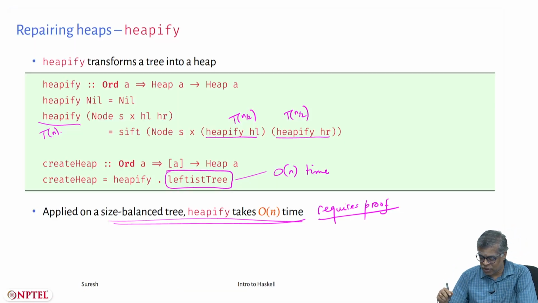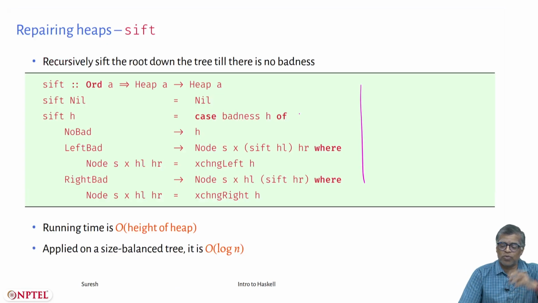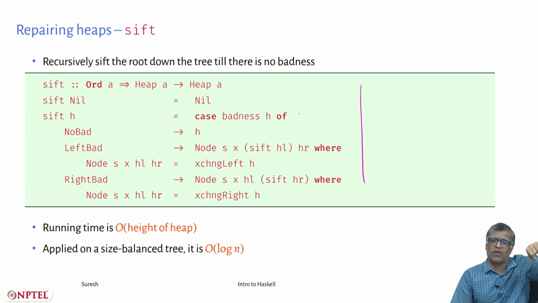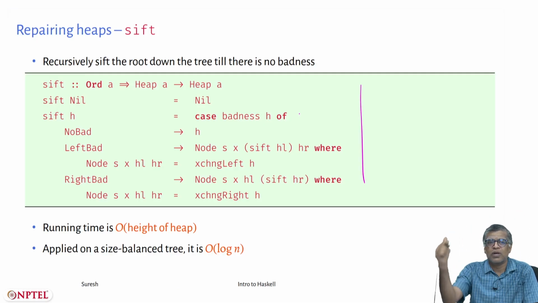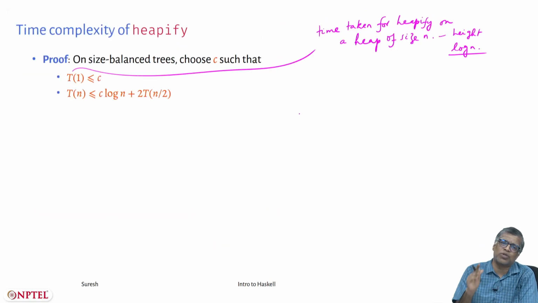and for shift you require order log n time. Because if you go back, for shift you try to do shift at the root and then you do it at either the left child or the right child, and its left child or right child, so it's some log n time. Okay, shift takes log n time. So therefore I can choose some constant c such that T(1) is less than or equal to c and T(n) is at most c log n plus 2T(n/2).